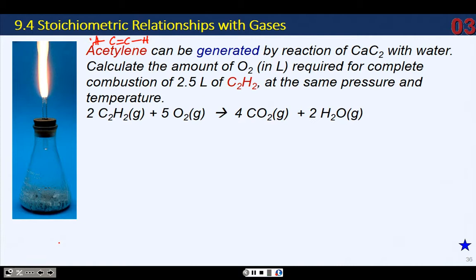2 carbons and 2 hydrogens in that kind of arrangement, but that means there's a triple bond in there. And how much oxygen would be needed for complete combustion of this acetylene, assuming we have the same pressure and temperature? In other words, it's all in the same reaction mixture, so the pressure and temperature haven't gone anywhere.